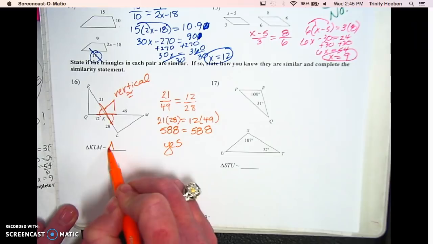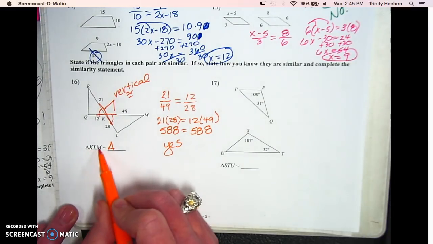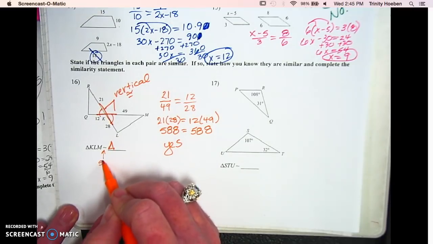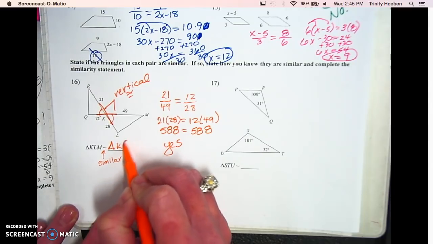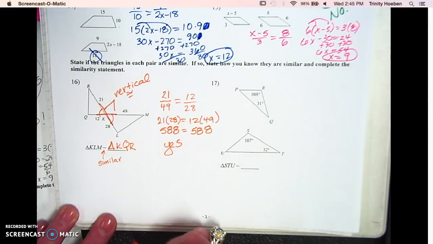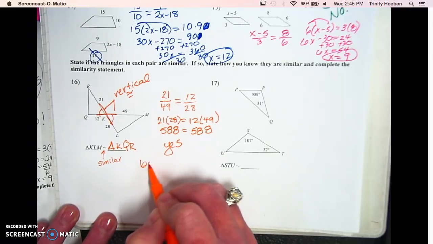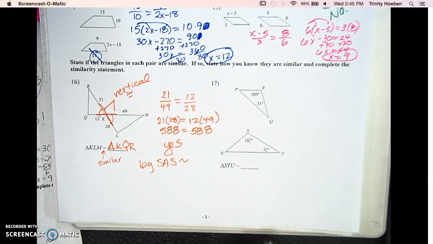And then the similarity statement is going to be that the triangle KLM is similar, this little symbol is similar, not congruent, to triangle KQR. Notice that they're flipped. And the reason is by side, angle, side similarity.